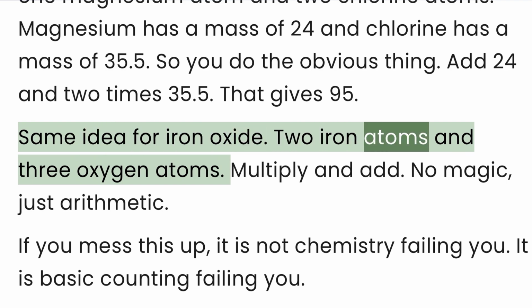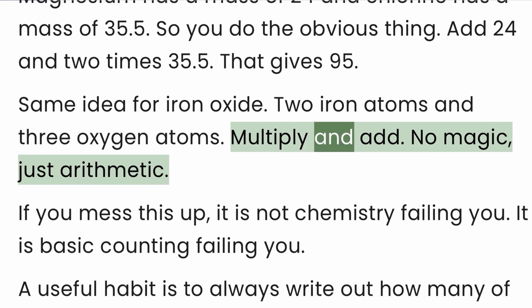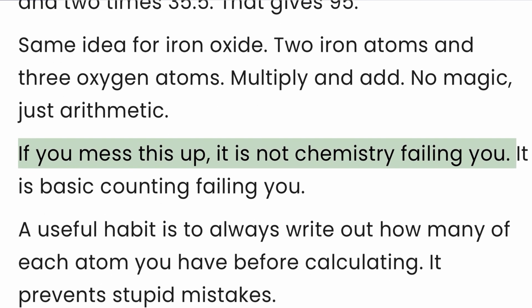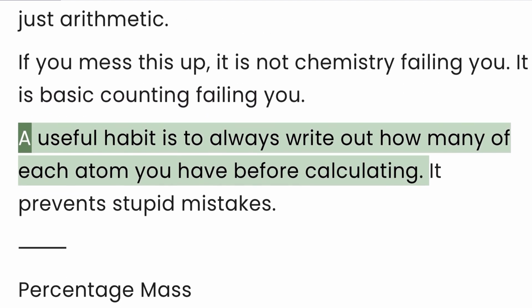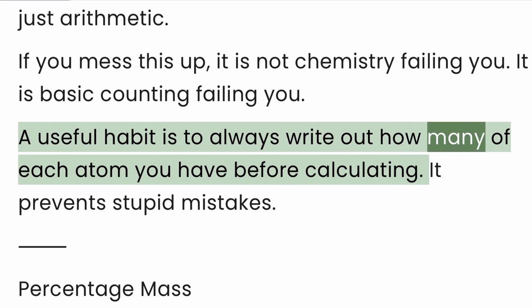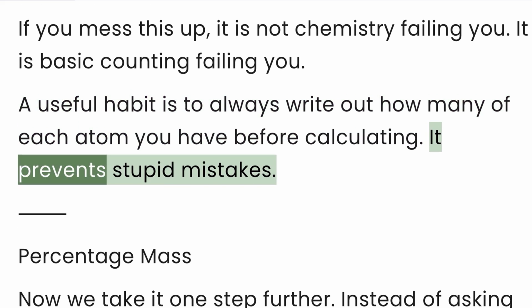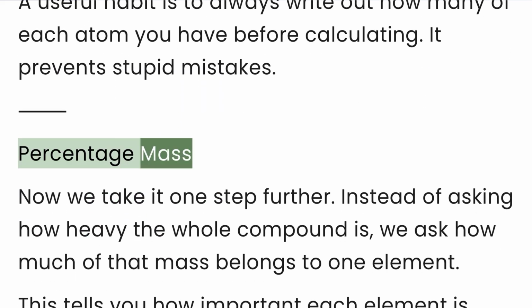Same idea for iron oxide. 2 iron atoms and 3 oxygen atoms. Multiply and add. No magic, just arithmetic. If you mess this up, it is not chemistry failing you. It is basic counting failing you. A useful habit is to always write out how many of each atom you have before calculating. It prevents stupid mistakes.